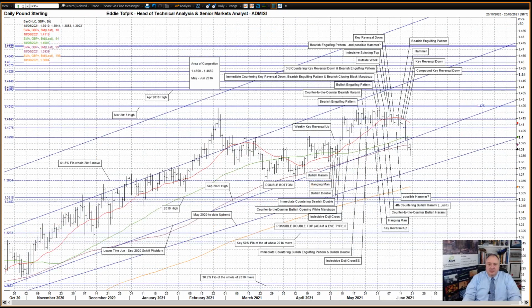Cable, aka sterling against the US dollar. A fifth bearish black crow yesterday and continued follow-on lower from the pair of consecutive key reversals down earlier this week, the ones I have named rare compound key reversals down. Anyway, yesterday was a seminal day as the market punched down through and closed below for the first time the lower line, currently 144.45, of the special June to September 2020 bullish shift pitchfork.